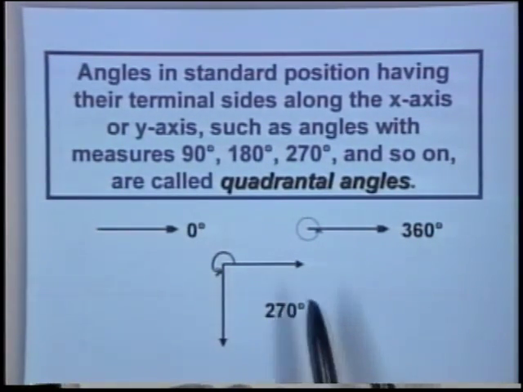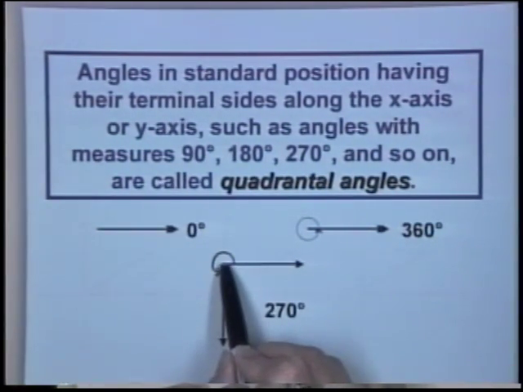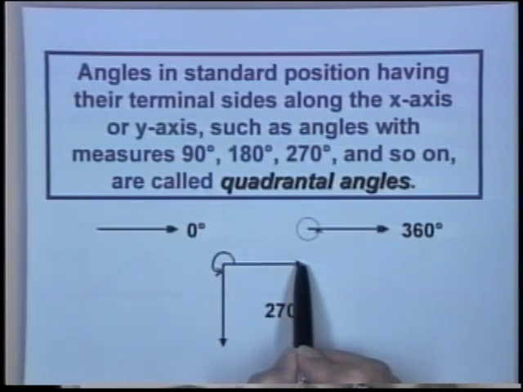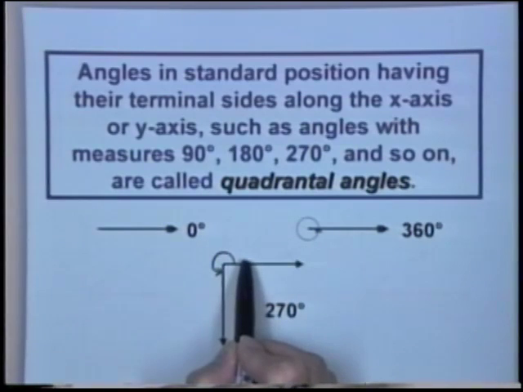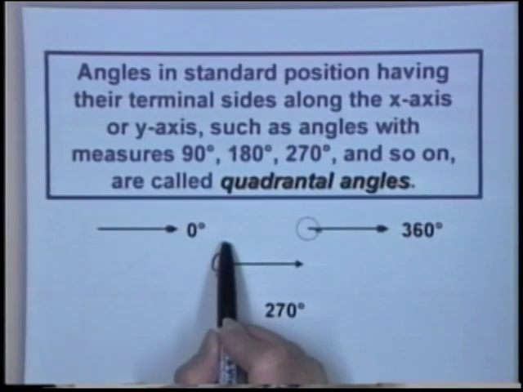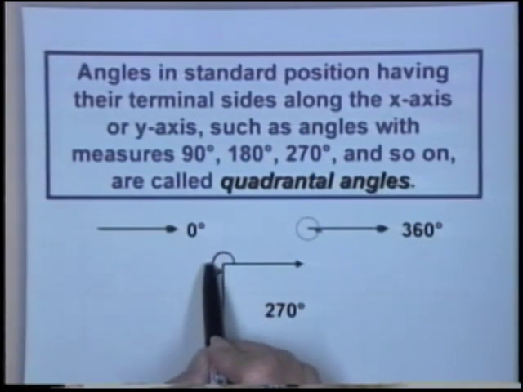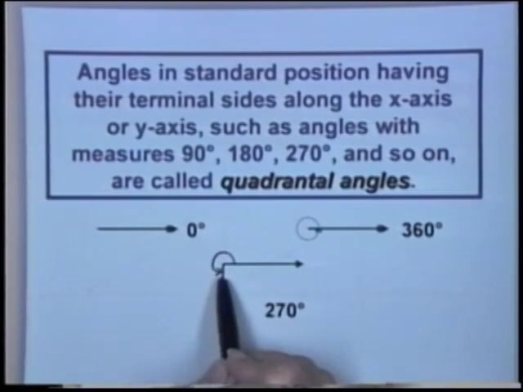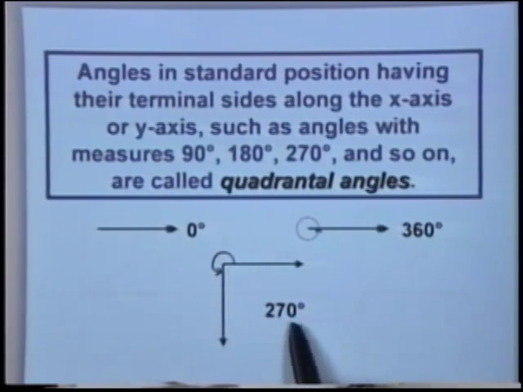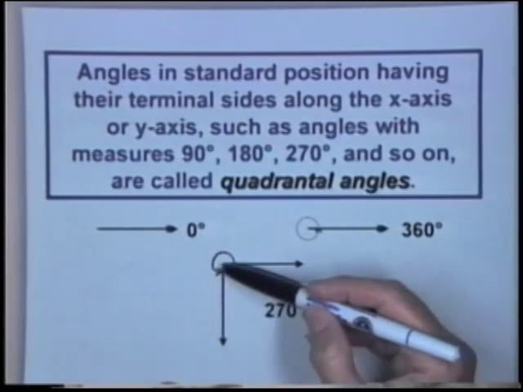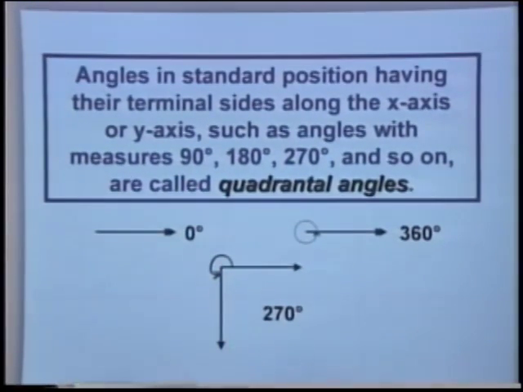For an angle that's 270 degrees, here's my initial side as if it were along the positive x-axis. If I rotate it 90 degrees for 180, and 90 more degrees, that's what a 270-degree angle would look like, and it would have its terminal side on the negative y-axis.